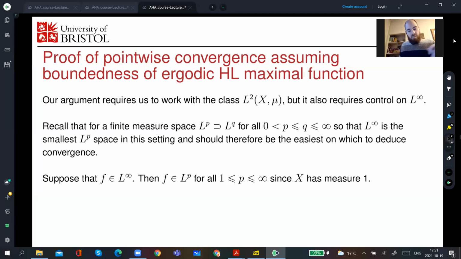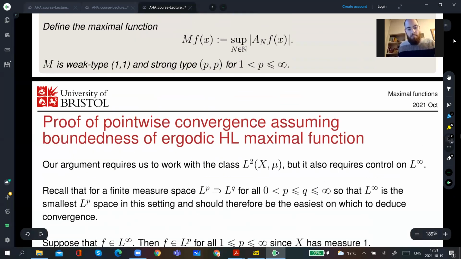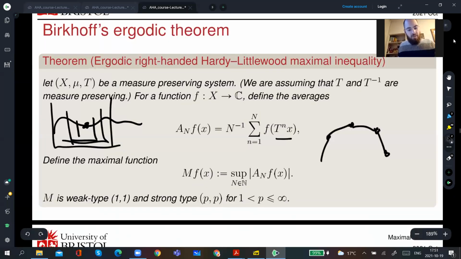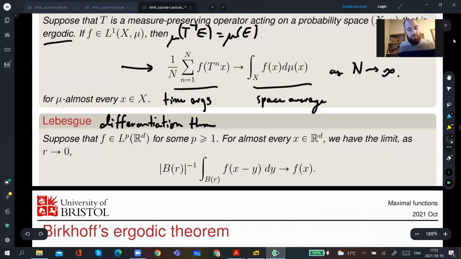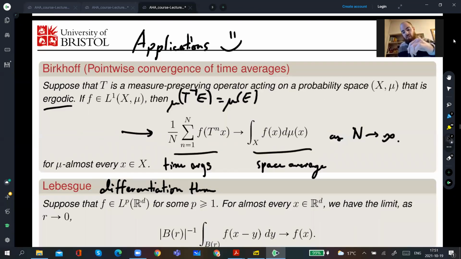So again, the main motivation in the rest of this lecture is to give a proof of the Birkhoff pointwise ergodic theorem, which said, just to remind you, because it's been a little bit, that these time averages converge to the space average almost everywhere. I didn't highlight that fact before, but it's almost everywhere with respect to that measure on the measure preserving system.